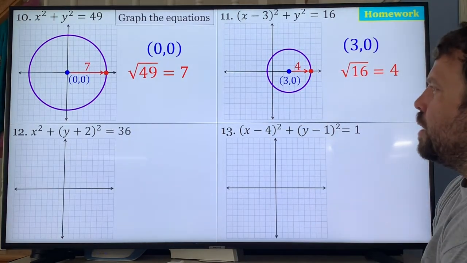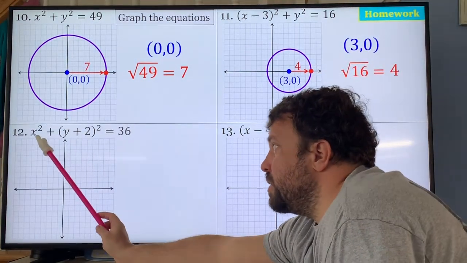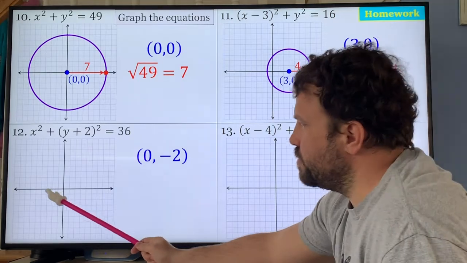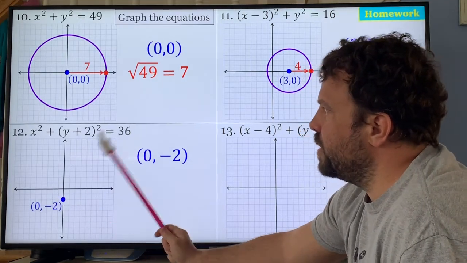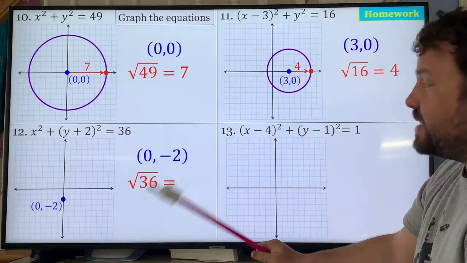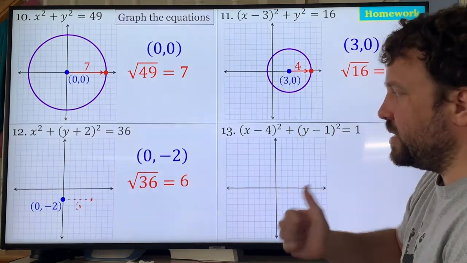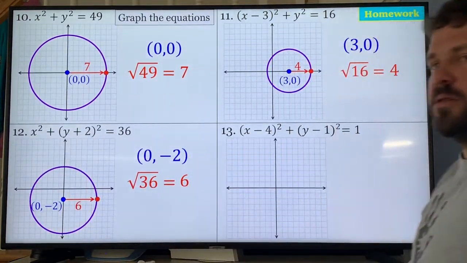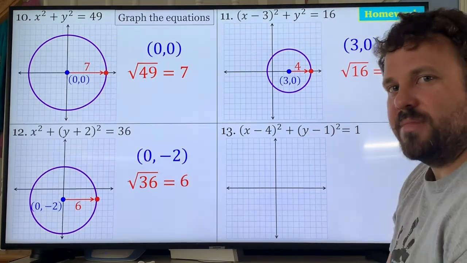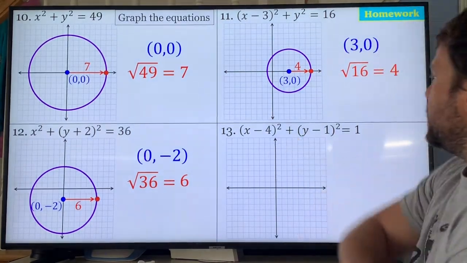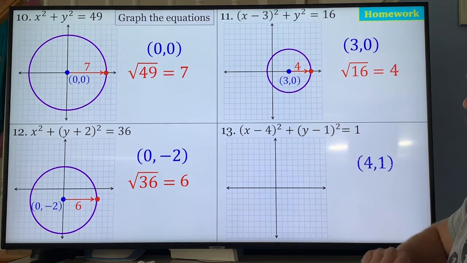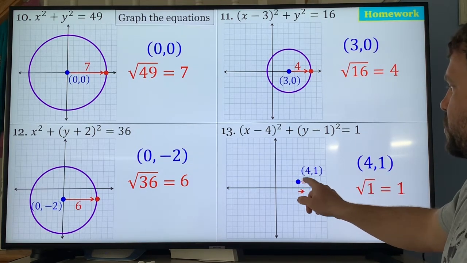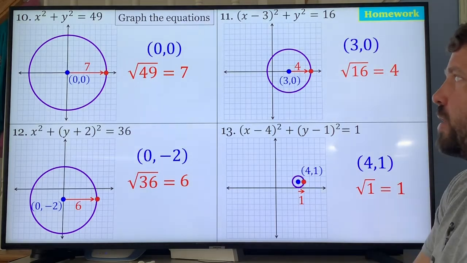Got it? Next, center (0, negative 2). Whoop. Square root of 36 is indeed 6. 6 to the right, 6 up, 6 down, 6 left. And let me do it with my finger. Oh, there you go. There's a circle. See, touch screen. Is it? Or isn't it? All right, last one. Center (4, 1). Square root of 1 is 1. So you got a teeny little circle. Woo. And then we're done.